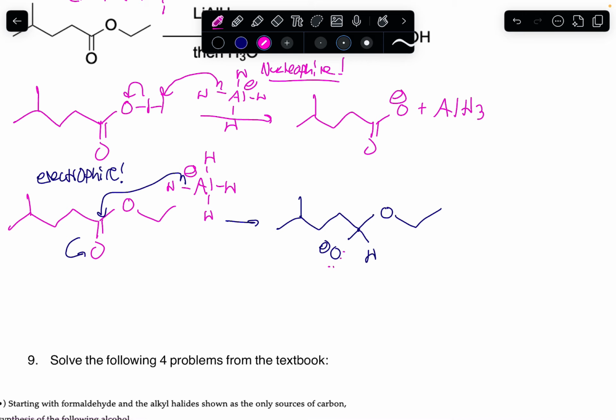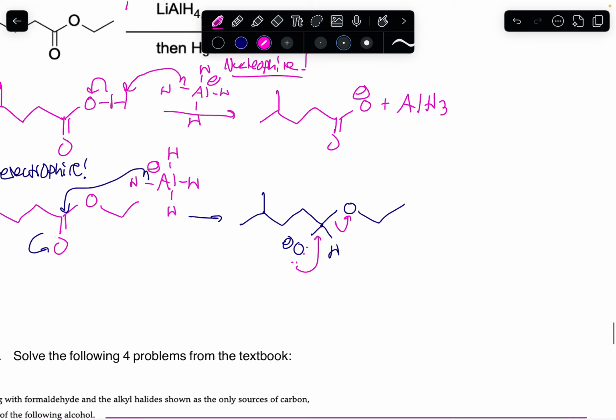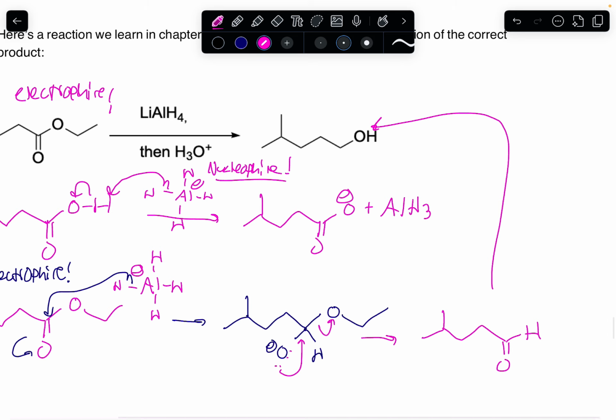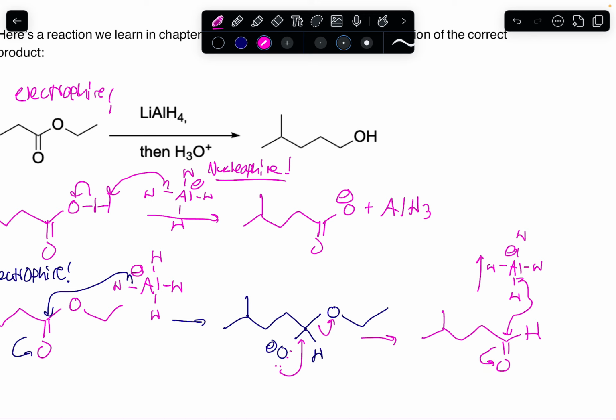And then what if that collapsed down and kicked out a leaving group, which we've also seen before in a similar manner? Now we have an aldehyde. That's pretty darn close to an alcohol. Except now we have more AlH4. We can probably take a hydride again and add it to the carbonyl.